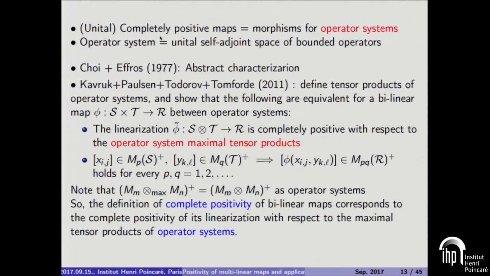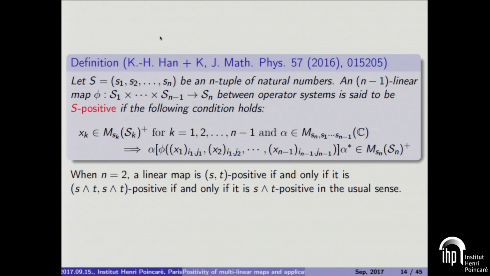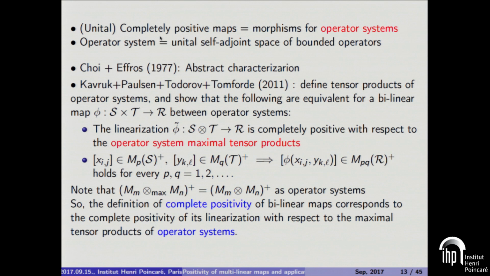So the definition of complete positivity must correspond to the complete positivity of the linearization with respect to the maximal tensor product operator systems. Actually, I know that Paulsen called these notions jointly completely positive. But this must be the real complete positivity for the bilinear maps. You know that the term complete positivity for the bilinear maps was already used by Sinclair and some other people. So we have to choose which one is really complete positivity. But I think this must be the real complete positivity. The notion of complete boundedness for the bilinear maps was already considered by Effros, and he was also very reluctant to use the term jointly complete boundedness.